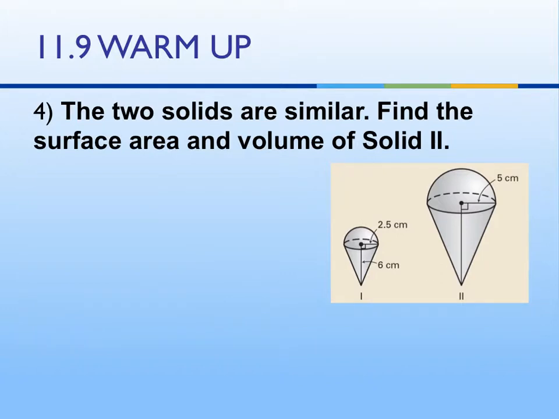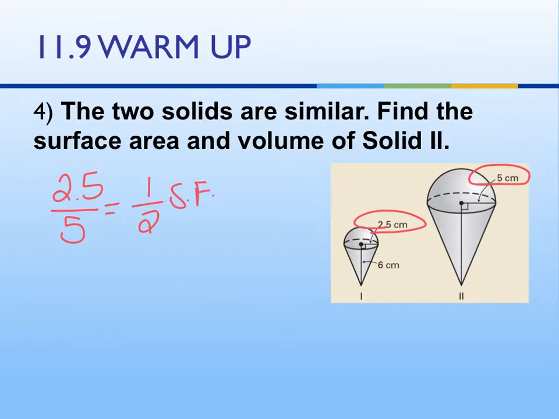And this last one says the 2 solids are similar. Find the surface area and volume of solid 2. What's given on both of them is the radius. So if I want to establish the scale factor, I would do 2.5 to 5, which is 1/2. That's my scale factor. And then I can use that to find the missing segment, which is the height on this cone here. So if this is 6 and this is 1 to 2, then I would double this to get the height here being 12.